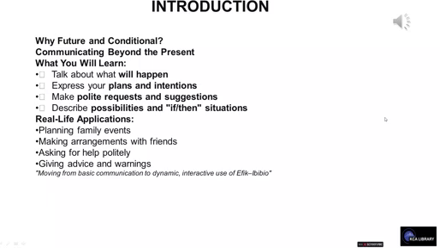The module outlines clear learning outcomes, stating that learners will be able to talk about future events, express their plans and intentions, make polite requests and suggestions, and describe possibilities as well as if/then situations. It also connects these skills to real-life applications such as planning family events, making arrangements with friends, asking for help politely, and giving advice or warnings. Overall, the introduction reinforces the idea that mastering these expressions helps learners move from basic communication to a more dynamic and interactive use of Efik-Ibibio in practical contexts.